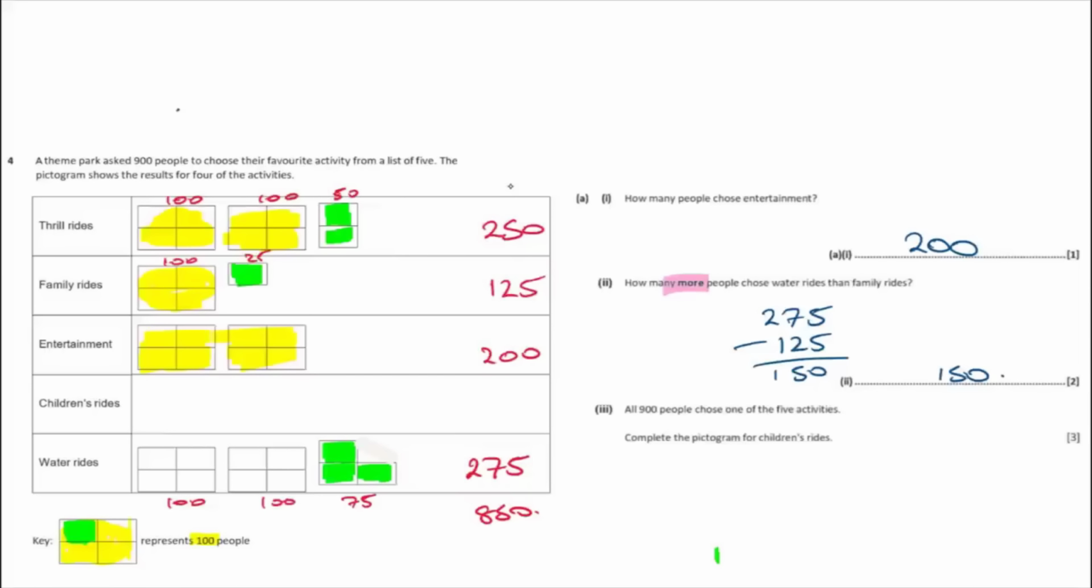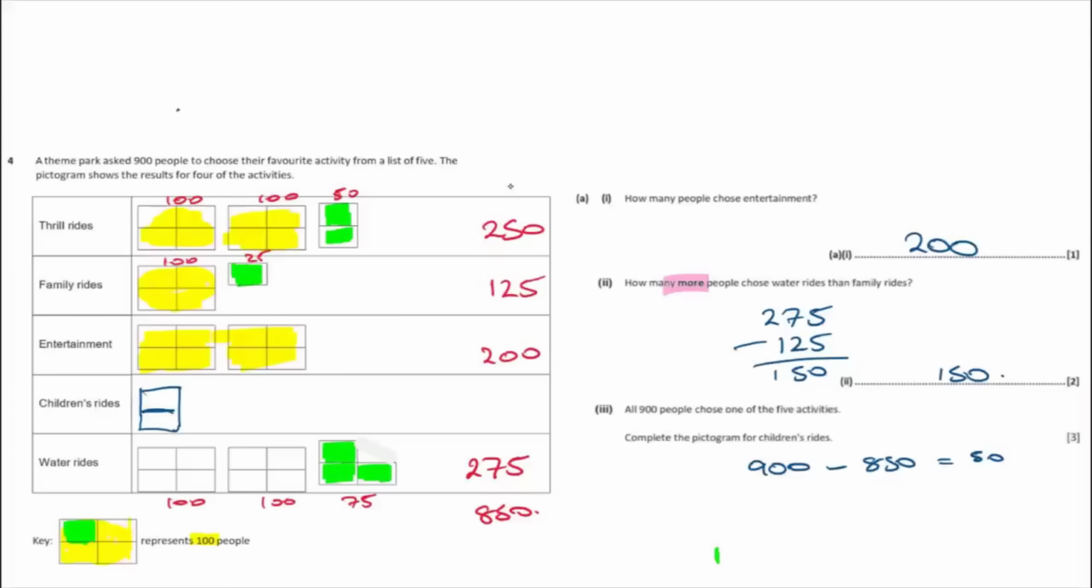So if I then take 850 away from 900, 900 take away 850, that's going to be what's left over for the children's rides. That's 50. So to represent 50, I'm going to have to use half of one of these little grids, aren't I? So not a whole grid, just a half of one, like that. Okay, that should do the biz.